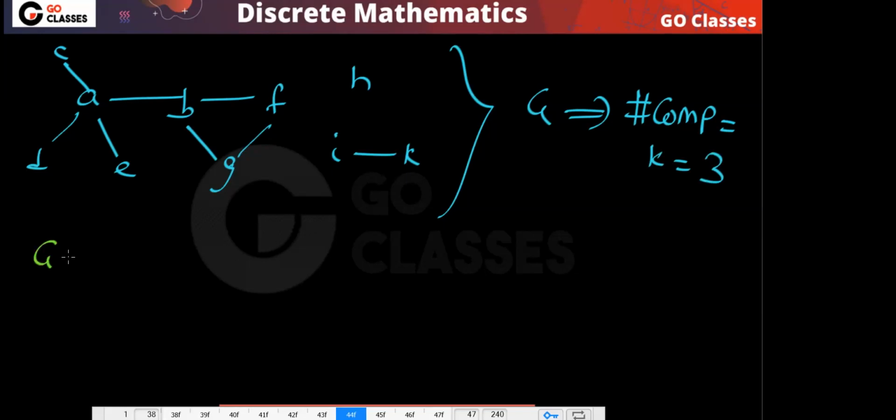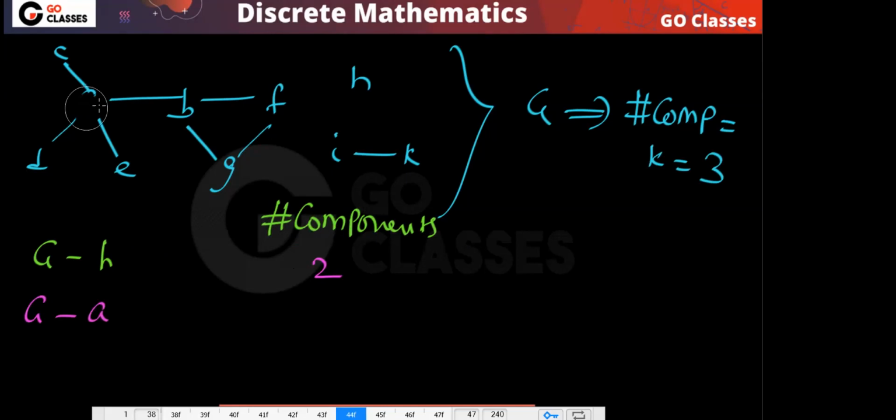Now, if I remove H from this graph G, what will be the number of components? Now the number of components will be 2. If I remove this A, then 3, 4, 5, 6, total 6 components. If I remove this vertex B, there will be 4 components. And if I remove this vertex G, then the number of components will be the same. Yes or no?